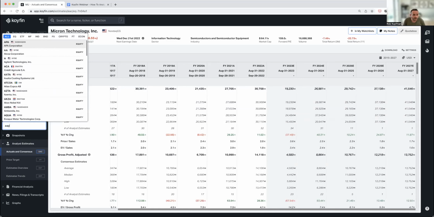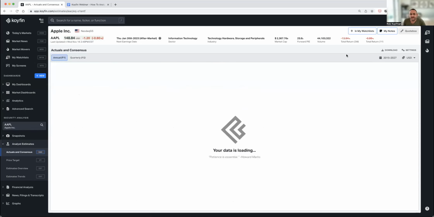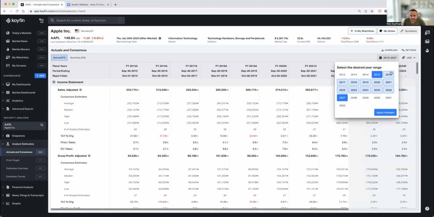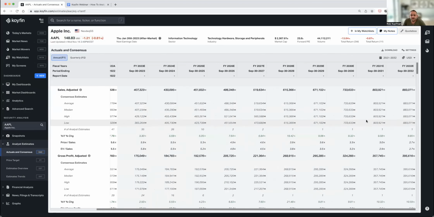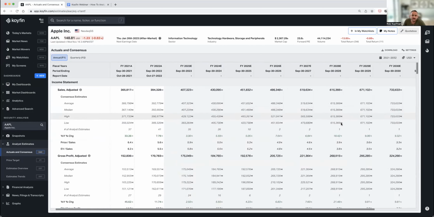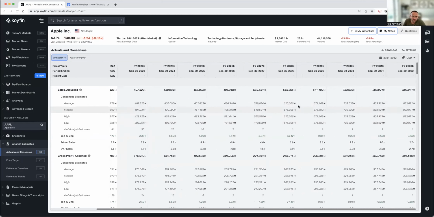So let's say for Apple, I go to Apple and I go to 2032. Let me just start in 2021, just because I want to load it pretty fast. We do have 2032 estimates, right? But just be aware that there's only one person who's providing those estimates. So take that with a grain of salt. Hope that answers your question.